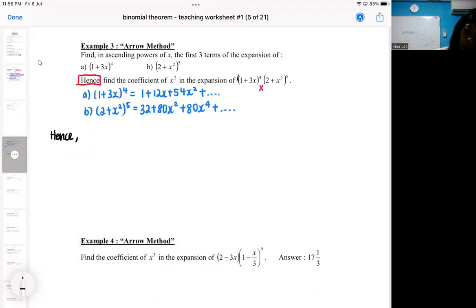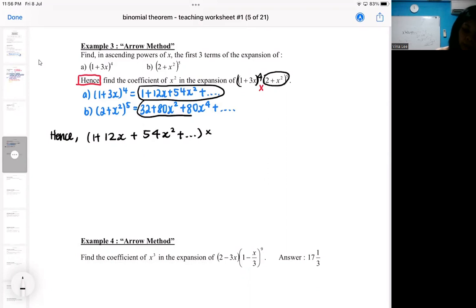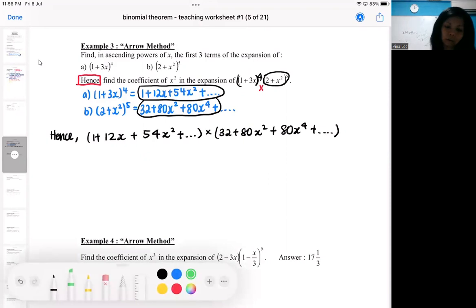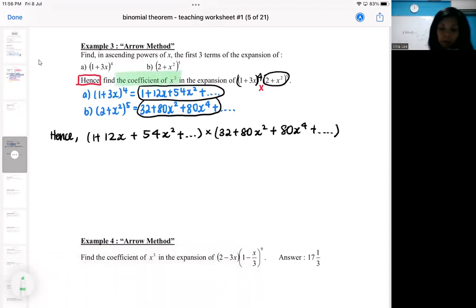that means, instead of this power 4, I'm going to use the expansion. So I'll be using this expansion, and I'm going to multiply by the other one, which is already expanded out in this way. I need them to be expanded out so that I can do my expansion. The purpose of my expansion is to get the coefficient of x squared.